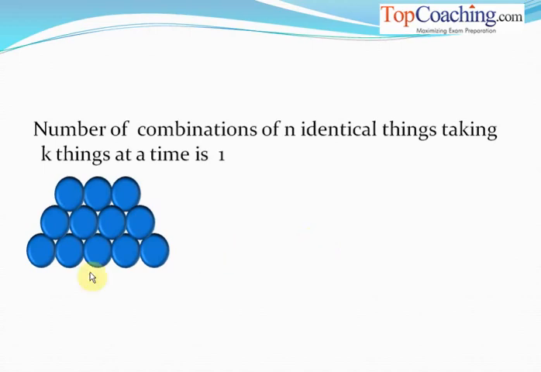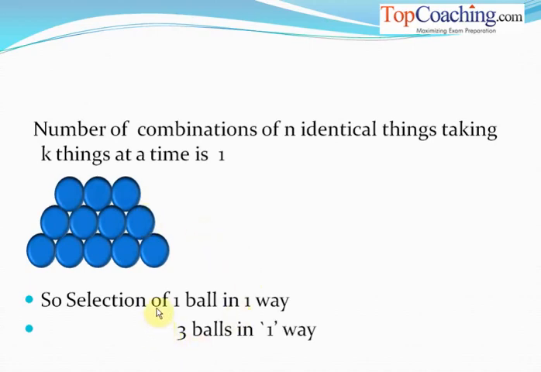We can see there's a pile of balls and let us say there are n in number. Now if I ask you to select one ball, in how many ways can you do it? If I say I want to select this ball, it can be done in one way. If I select this ball, it can again be done in one way. If I want to select this ball, it can be done in one way. But selection of all these balls is actually similar because the balls are similar. So the selection of balls is in one way.